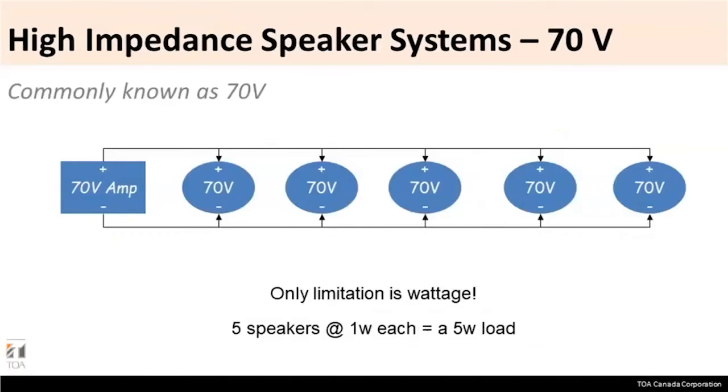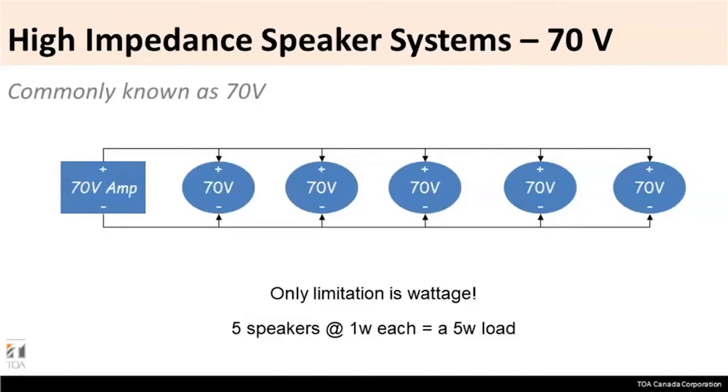In a 70 volt system, you can have multiple speakers, as long as the wattage of the speakers with regards to the amplifier channel is maintained. So let's say you have 5 ceiling speakers. Again, we'll be talking about a scenario of a hallway or corridors, where you need just an audible announcement. You don't need background music or anything of that sort. So you have 5 70 volt speakers.